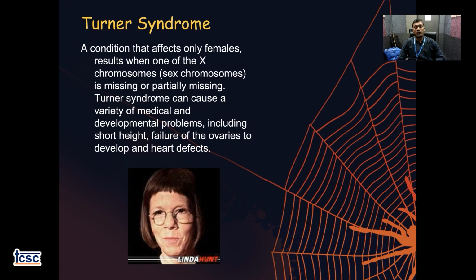And what will be the effect after deletion of that chromosome, or after that X0 type of syndrome? Now you can see here a variety of medical and developmental problems, including short height, failure of the ovaries to develop, and heart-related problems. This is due to X0, or due to Turner syndrome.